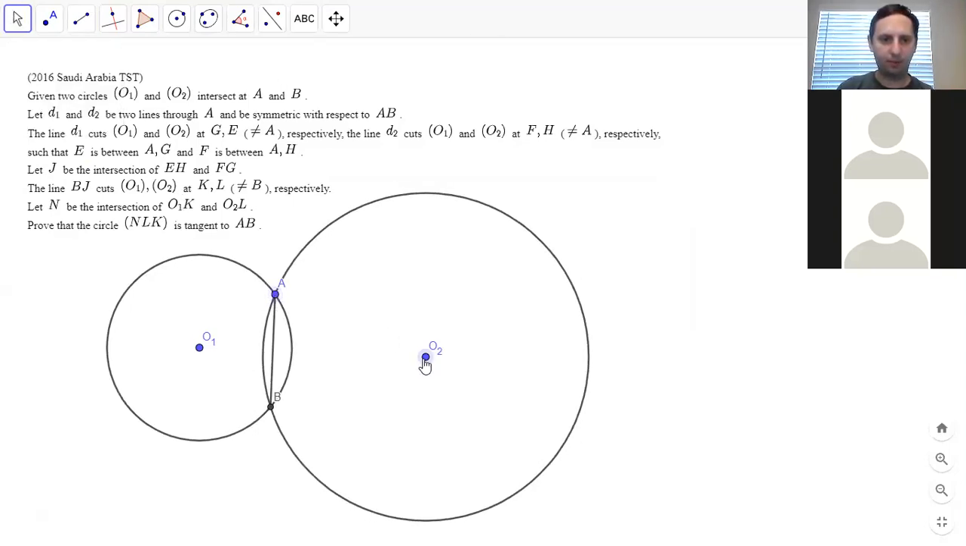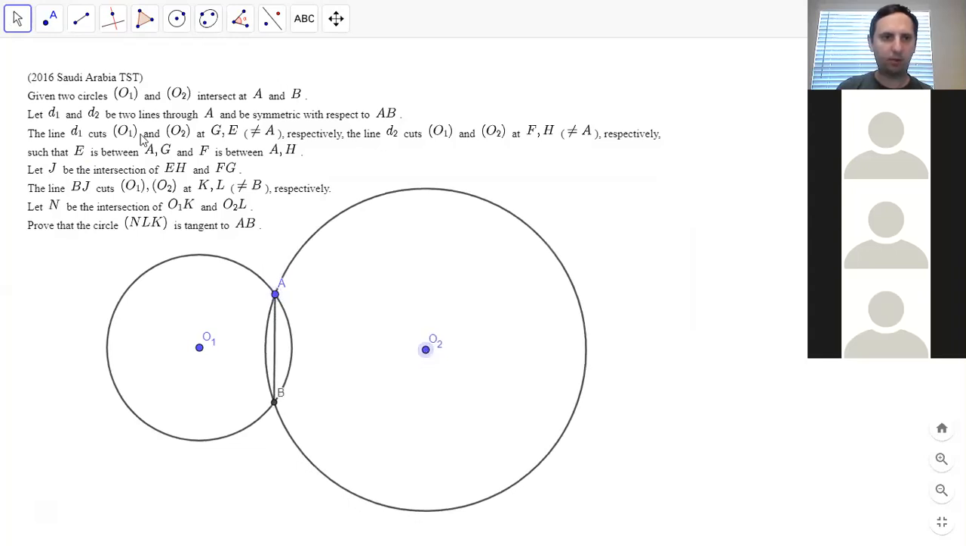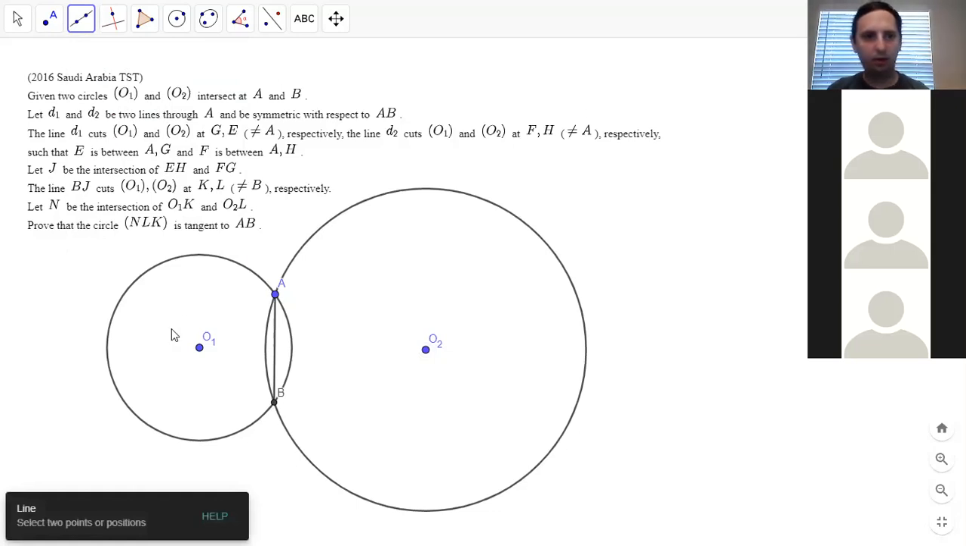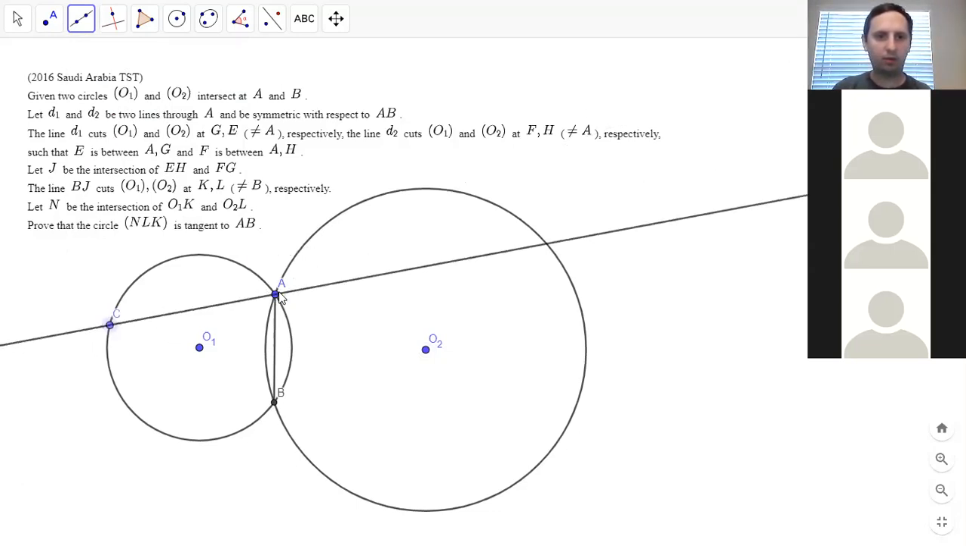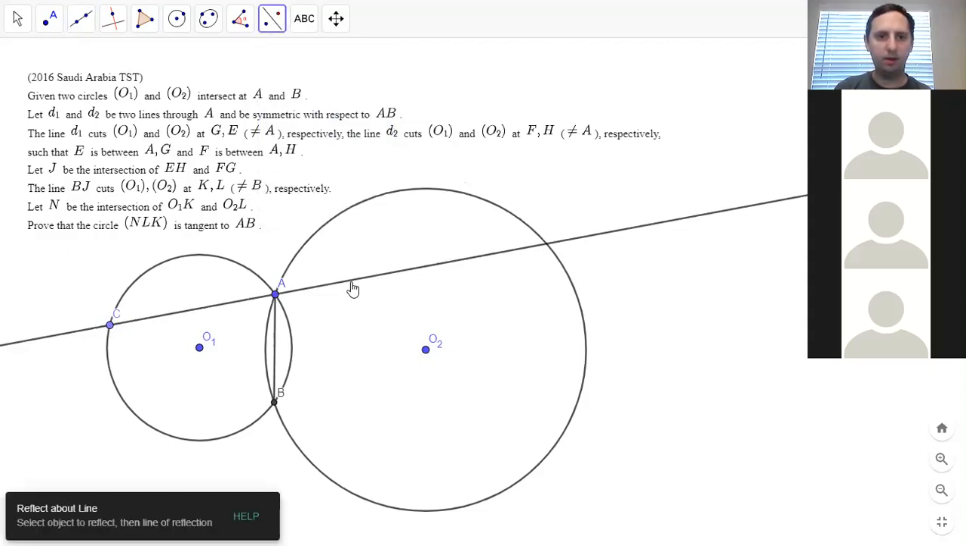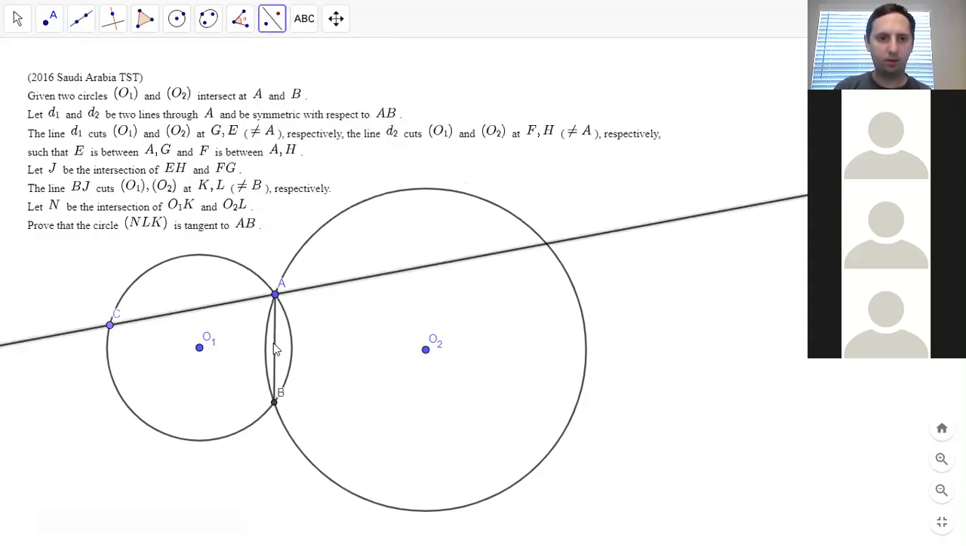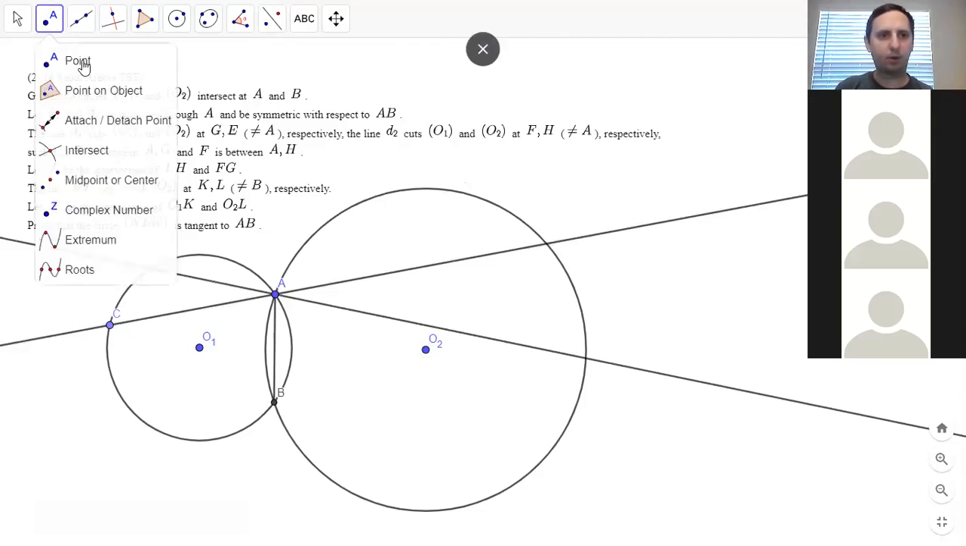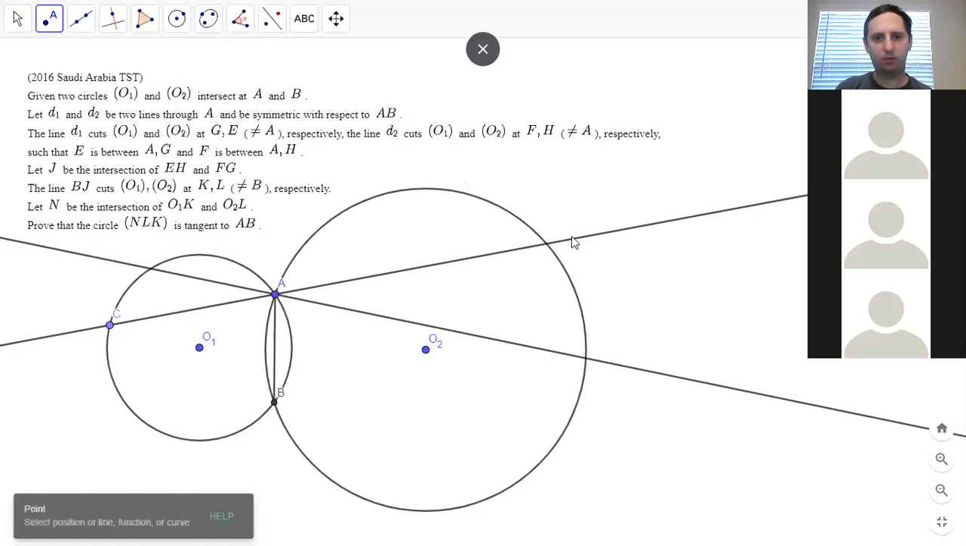There we go. That looks a little better. And the first line cuts the two circles at G and E. So basically, I should be able to just use reflect about line. There we go. So we draw those points.